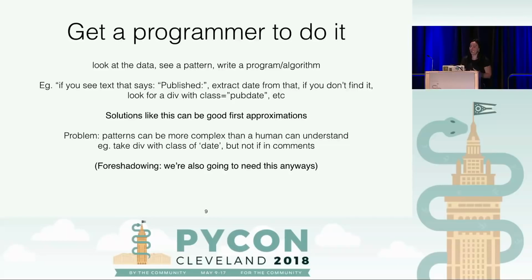So you can get a programmer to look at the data, see a pattern, and write a program. For example, if you look at the page and see text that says published, you can extract a date from that. If you don't find it, look for a div that has a class like publication date. You can have a list of stuff like that. Solutions like this can be good first approximations. A lot of startups talk about how before they went to machine learning, they started out with a heuristics-based approach, and that's often a good way to start.